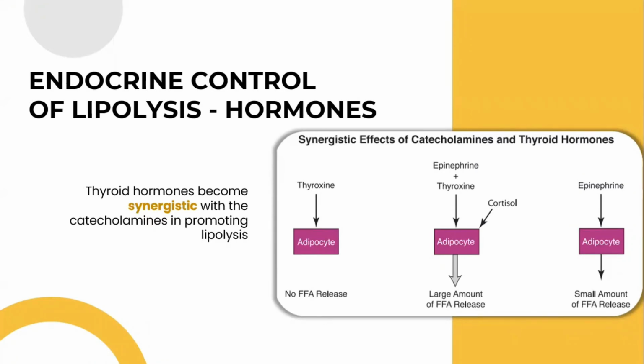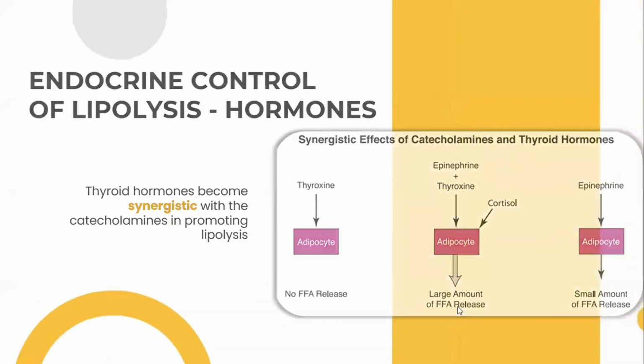By increasing the number of beta-1 adrenergic receptors on adipocytes, thyroid hormones become synergistic with the catecholamines in promoting lipolysis. Synergistic refers to the interaction or cooperation of two or more substances to produce a combined effect greater than the sum of their separate effects. So for the case here, there is a synergistic effect of thyroxine and epinephrine plus the cortisol to have a large amount of free fatty acid released.